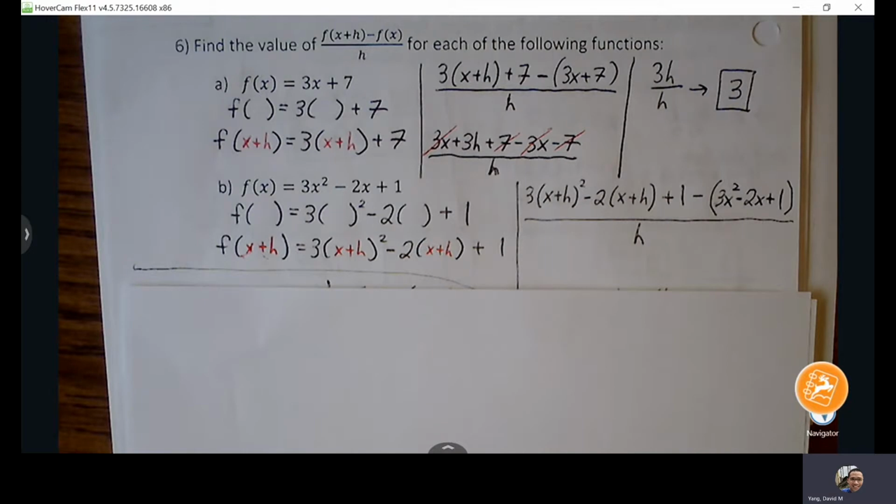Questions there? Okay, so technically we could clean this up further, expand everything out, but right now I'll just have you guys leave it in that form.